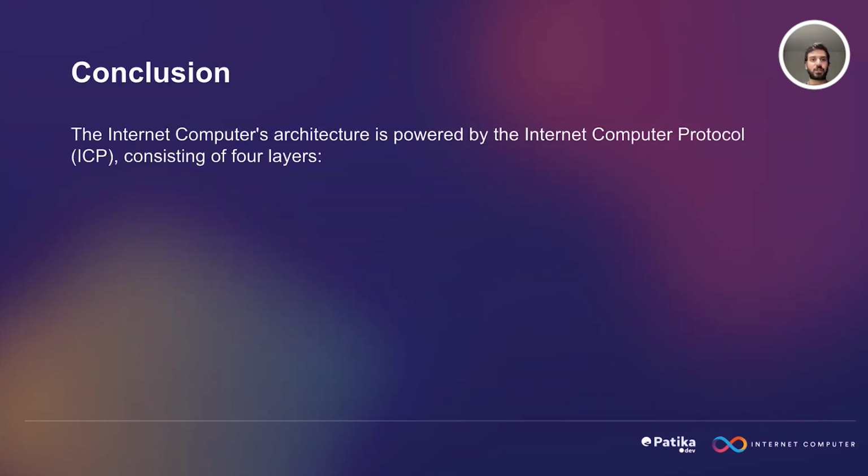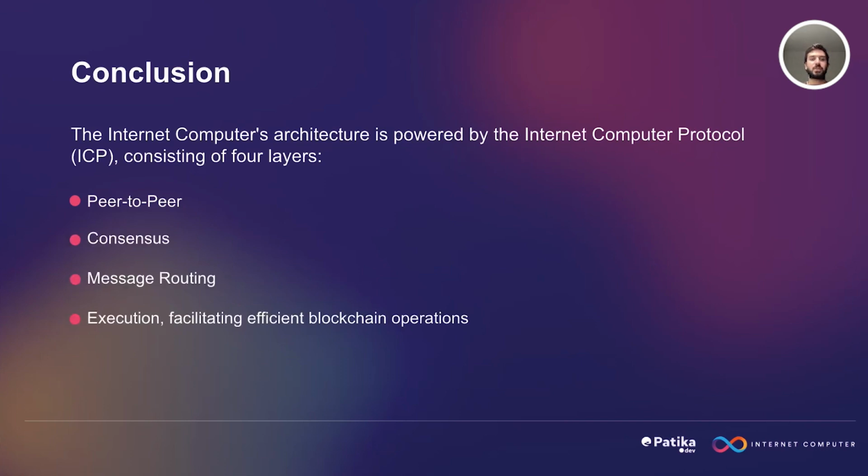So, as a conclusion, the Internet Computer's architecture is powered by the Internet Computer Protocol, consisting of 4 layers. These are peer-to-peer, consensus, message routing, and execution, which facilitate efficient blockchain operations.